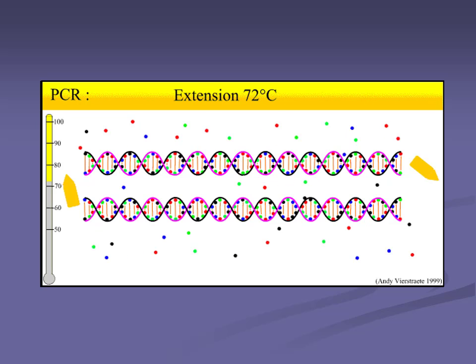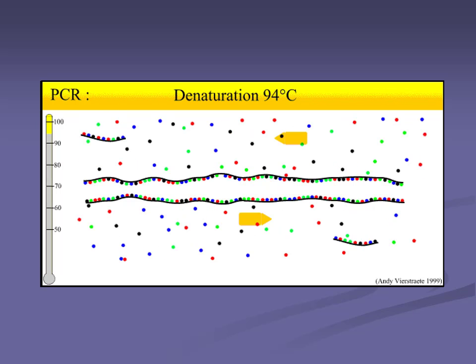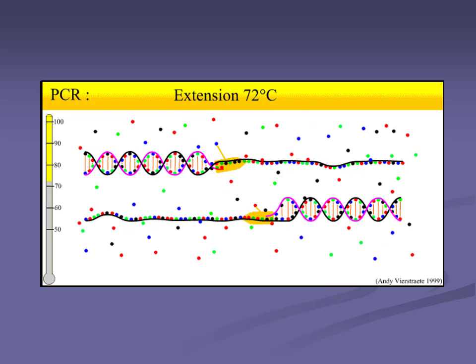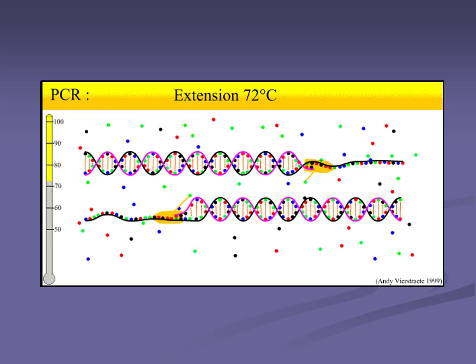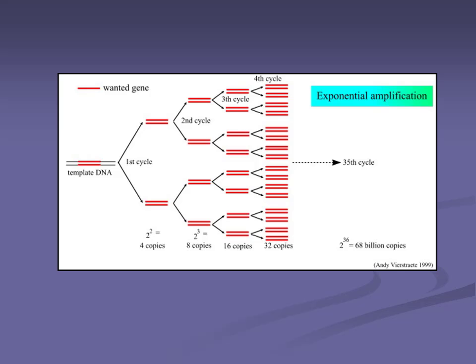And again, you do it over and over. Denature at 94. Cool it down to 54, 50-ish, and that's going to be specific for your primer template strand. And you make a new strand with Thermus aquaticus and do it again and again and again and again. First cycle, second cycle. By the time you do 35 cycles, you have made 68 billion copies of your DNA.